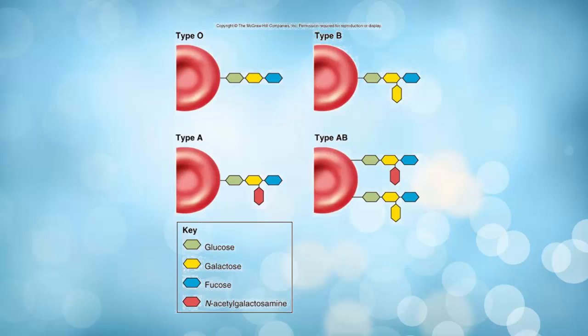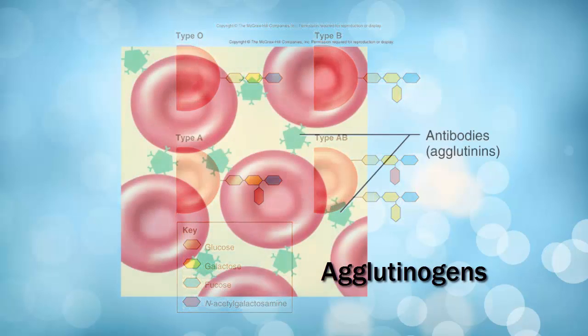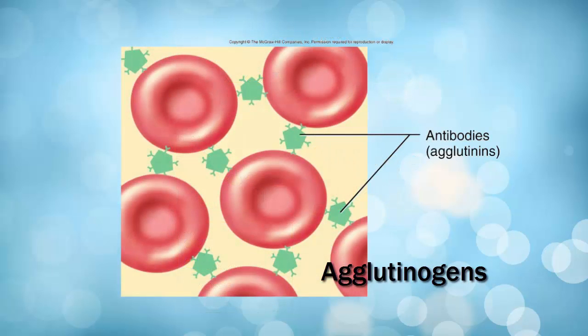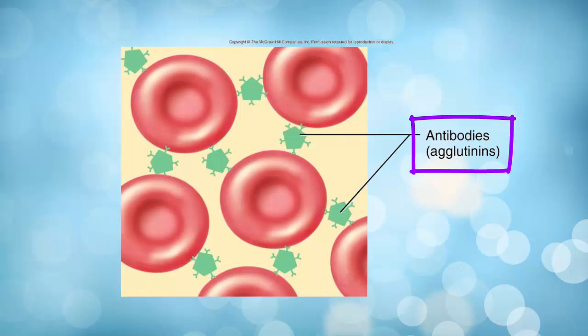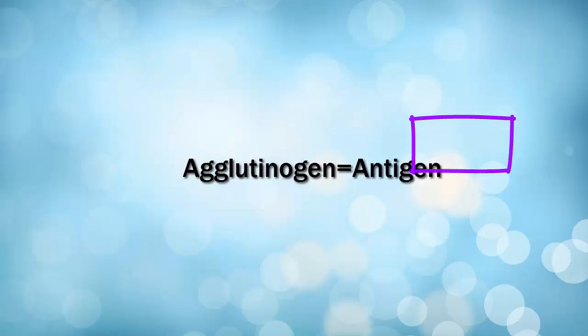The antigens on a person's red blood cells may be recognized as foreign if transfused into the bloodstream of another person. The immune response that may develop causes the clumping together of the red blood cells, and this is called agglutination. The specific red blood cell antigens are called agglutinogens, and the specific antibodies that are produced in response to the agglutinogens are called agglutinins. Now I know that all these words sound alike, but if you just compare the word antigen and agglutinogen, which basically mean the same thing, you might be able to keep them straight.